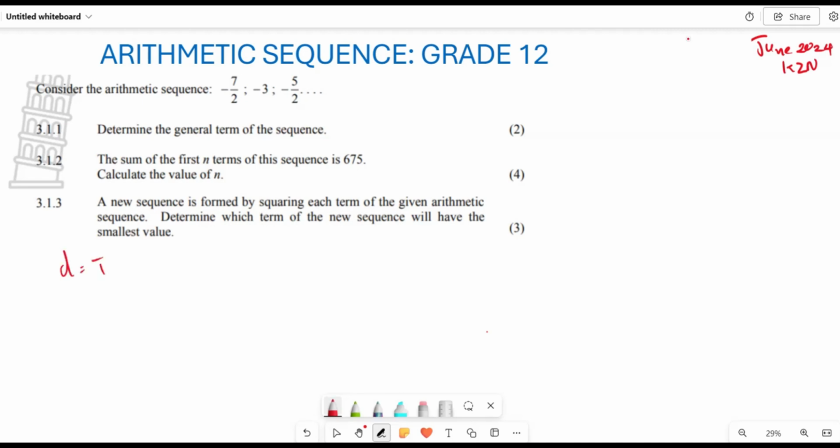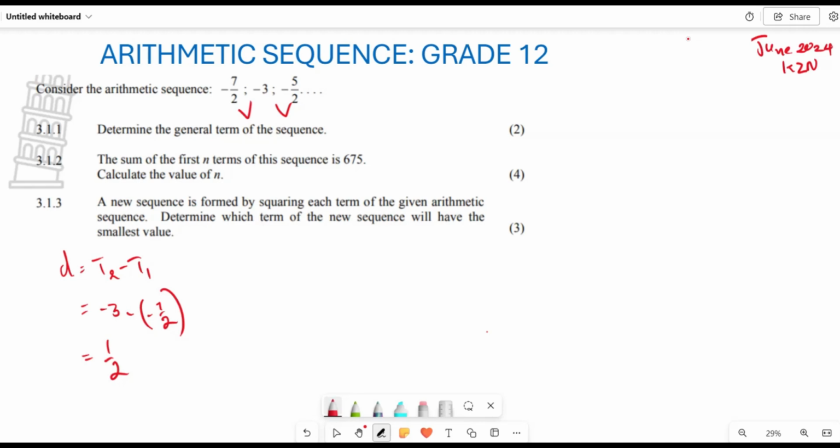Remember our difference here is the same as term 2 subtract term 1, which must be the same as term 3 subtract term 2, right? So when you do that, let's say for example negative 3 subtract negative 7 over 2, what difference are you going to find in here? You are going to find that the difference is 1 over 2. Are we all fine, right? So the difference is 1 over 2.